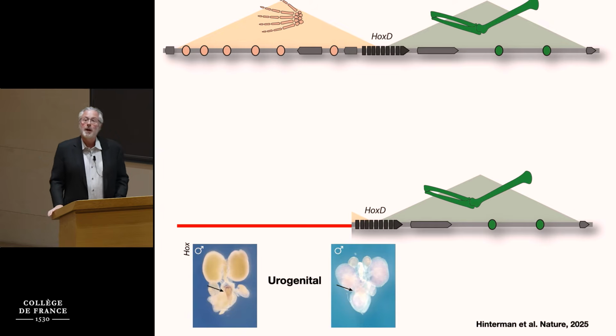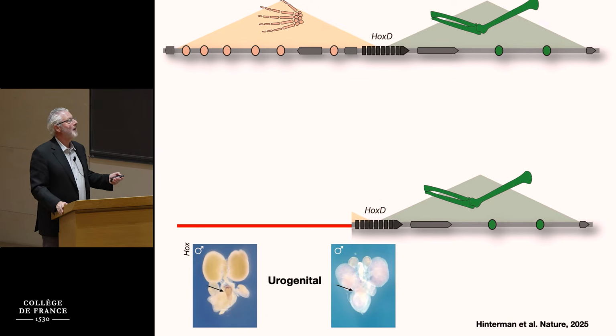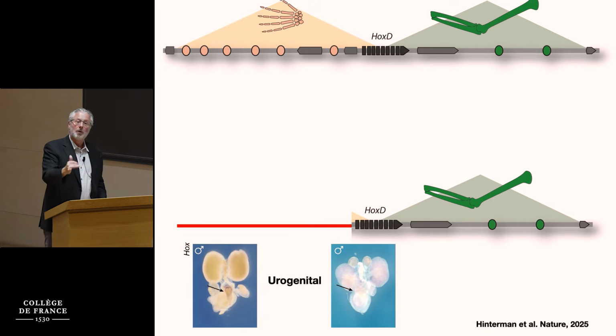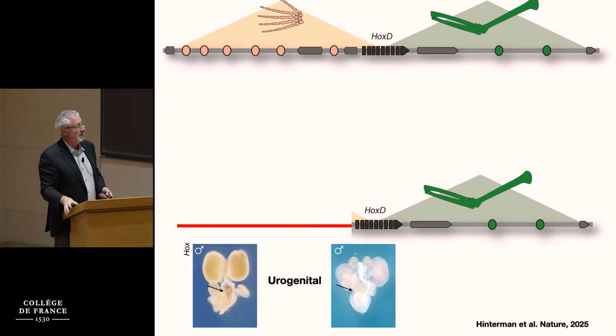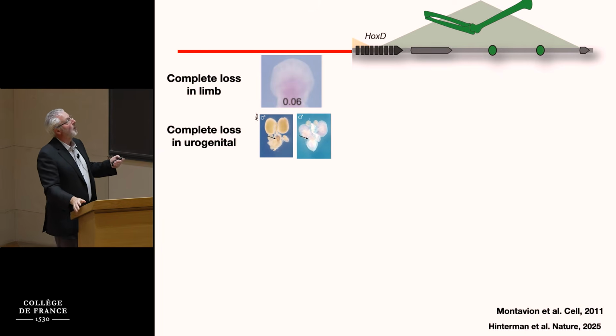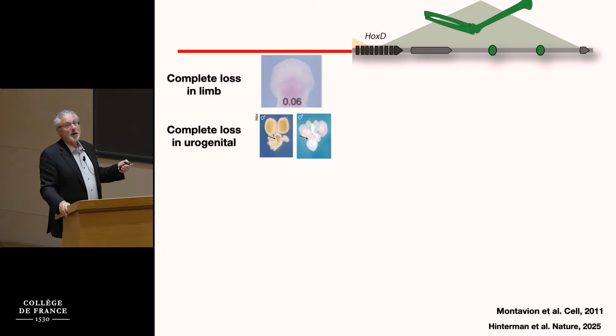But here's the important point. When it's looked to see what happens when that region is gone in mice, they're lacking the urogenital expression as well. So I told you that normally the HOX genes are expressed in the urogenital system as well as the limbs. But in this case, when this is knocked out, it's missing that as well. So the central point is, when this region is disrupted, you have complete loss of HOXD13 activity in the limb and a complete loss in the urogenital system.